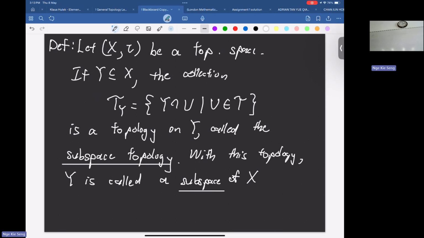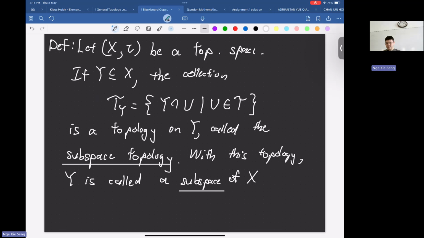It's really depending on the open set in X. As long as the subset of Y can be written as Y intersect a set U, it will be open. Okay, I'll give you an example in a moment. This subspace is a bit different from the vector subspace.